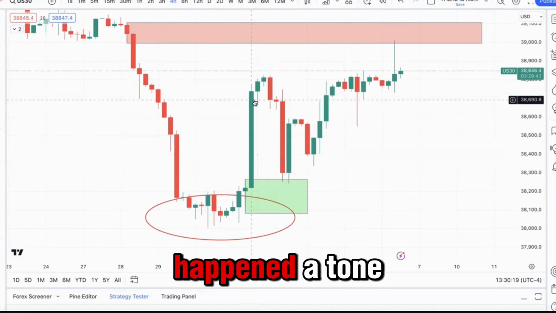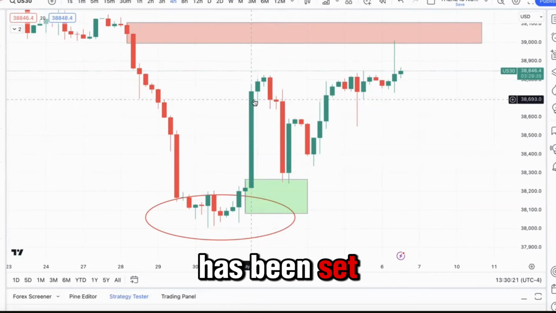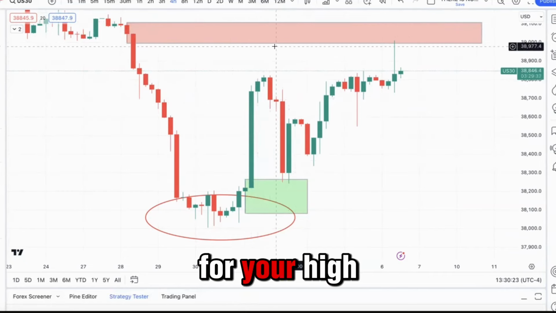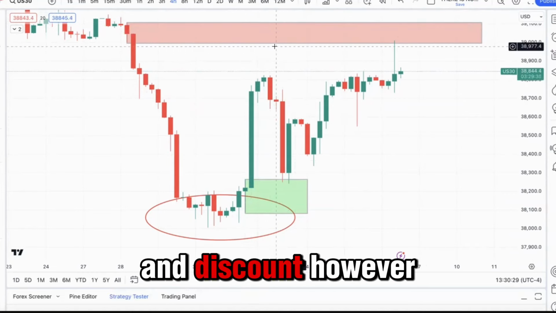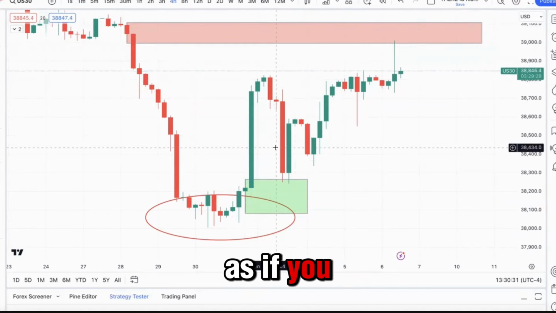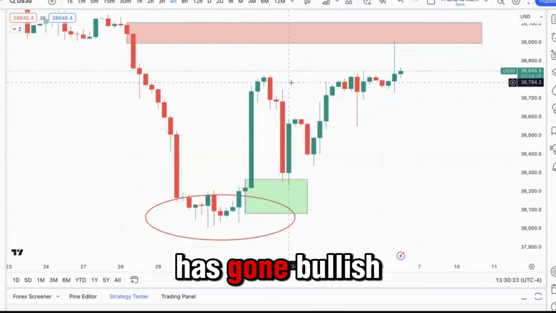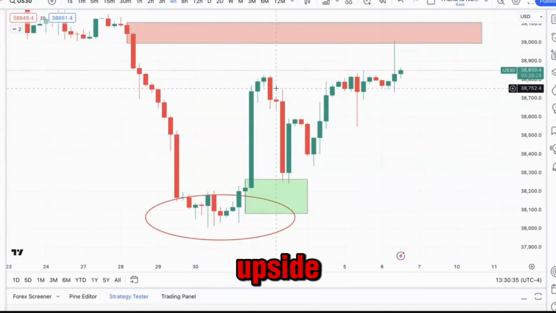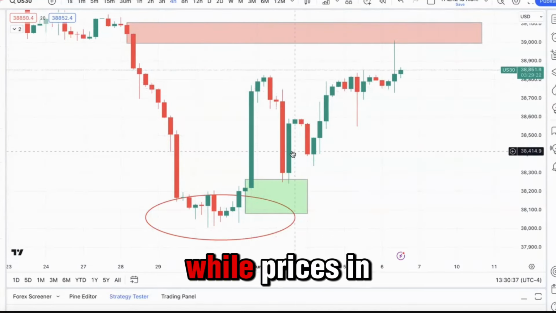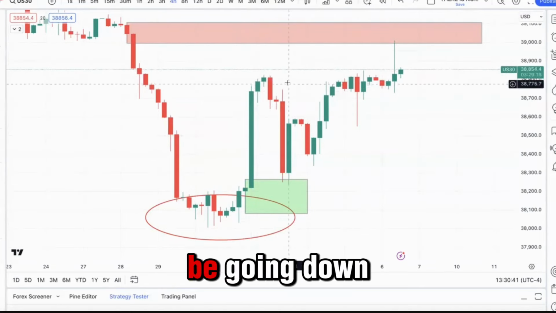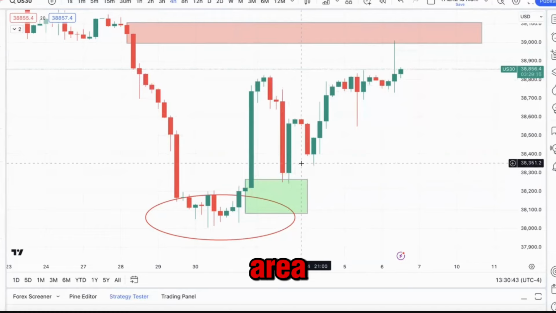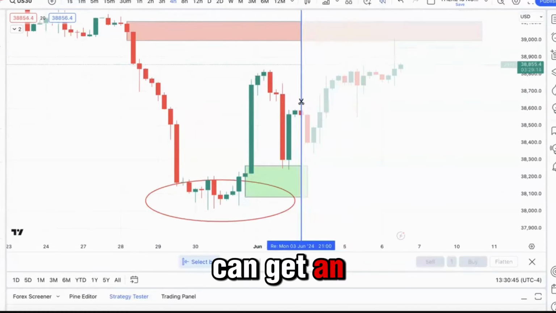Once this has happened, a tone has been set. You want to keep this area marked for your higher time frame reference because there is going to be some rejection from this area. Remember that premium and discount. However, guys, if you see that price has gone bullish and it's broken structure to the upside, what you need to be doing, while price is in a premium area, which is somewhere up here, is going down to a discounted area and looking to see where you can get an opportunity.